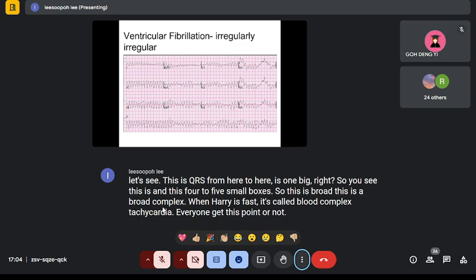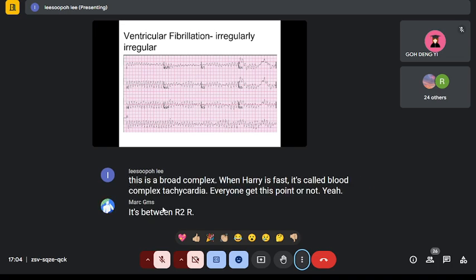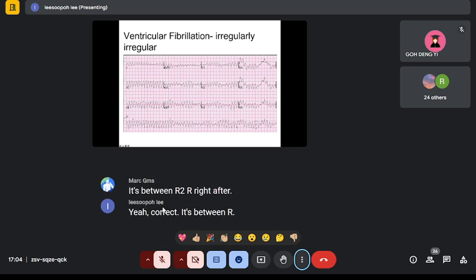Everyone get this point or not? Yes. It's between R to R, right, doctor? Yeah, correct. It's between R to R.